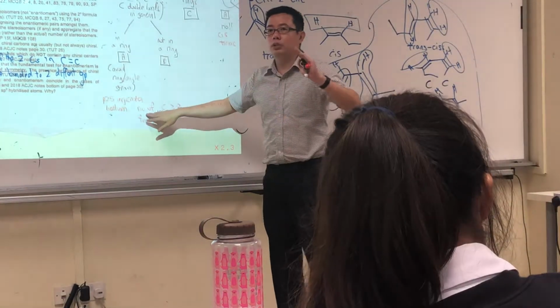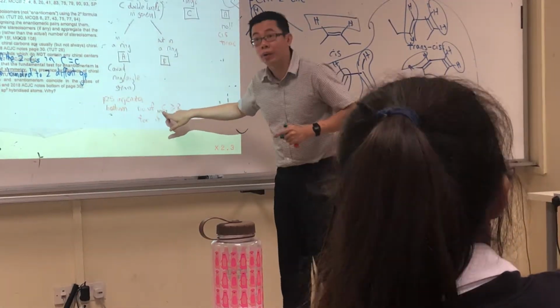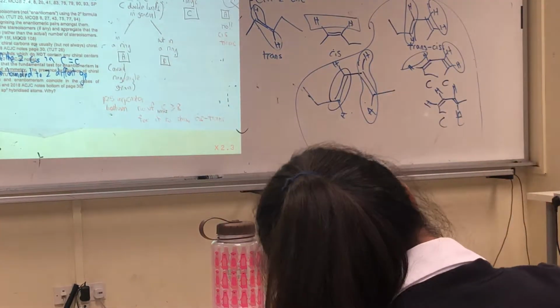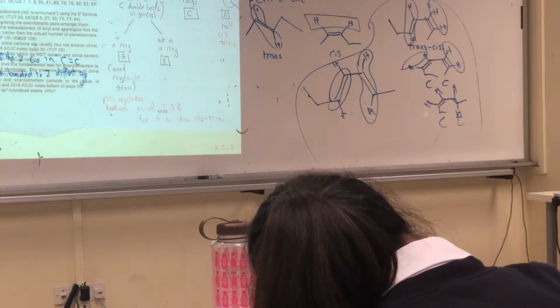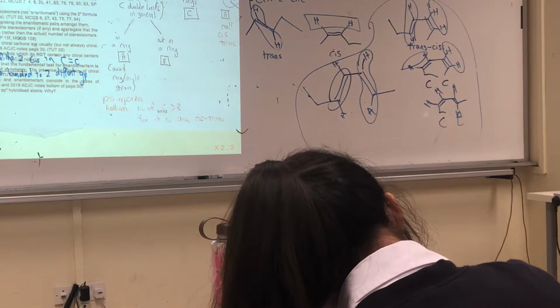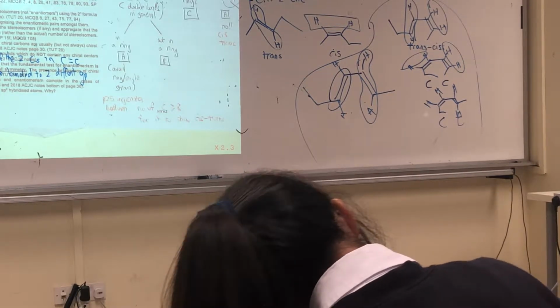It will only show cis-trans if the number of carbons in your ring is more than or equal to 8. See, your alkene is here, then you can go and force it to be trans. And the rest of the carbons are okay. Let's just talk about cis first. That one is easy to say.